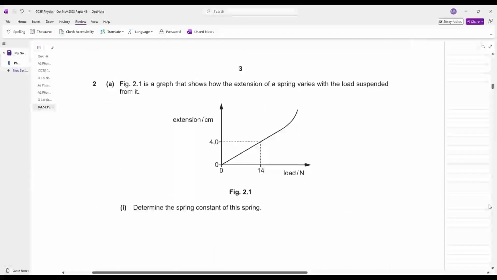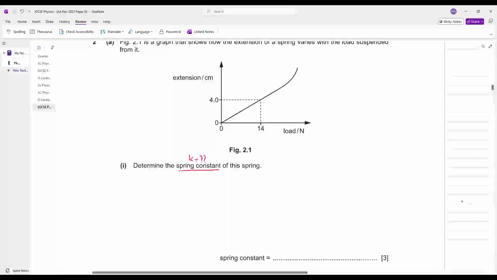Figure 2.1 is a graph that shows how the extension of a spring varies with the load applied from it. Determine the spring constant K. You have to calculate the spring constant K. How will you do that? हाँ जी, spring constant कैसे निकालेंगे? K is equals to force over extension. What is your force? 14. Extension क्या है? 4 centimeter. Divide कर दो. 14 divided by 4. What does your K comes out to be? K is equals to 3.5 Newton per centimeter. Simple. According to two significant figures भी हमने निकाल दिया.